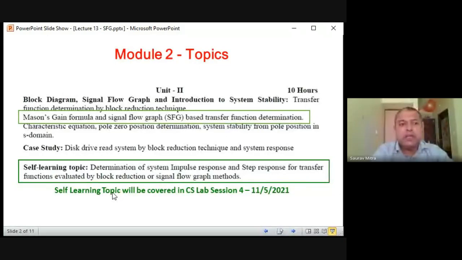All those things we'll be doing tomorrow, and tomorrow's lab is also very interesting. There will be a small code, but there will be a lot of cases that we will be seeing. And we'll understand the concept of stability. What are the different pole positions? Depending on pole position, what is going to be its response? All those things we are going to see tomorrow.